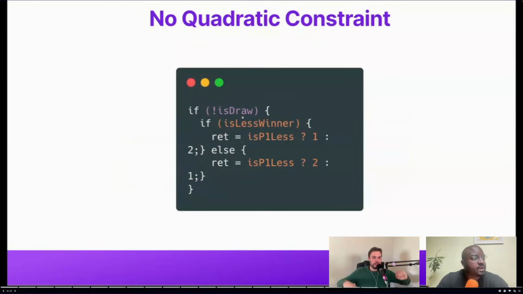Yeah. So this is just a code example. You could ignore the first one that says if something is a draw. If it is not a draw, then let's find out. If somebody is less than the winning value, then I want to find out if p1 is less. If p1 is false, then assign the return value to be 1, or else if it is true, then assign the value to be 2, something of that sort. Okay.